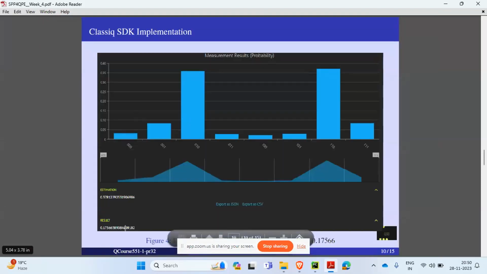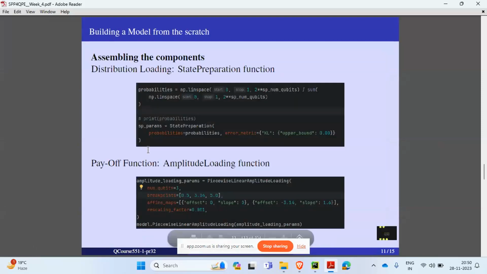The estimated result is 0.17, and based on the theoretical results in the paper, it's around 0.12 or 0.13, I don't remember. So around 0.1756. This is the expected payoff, the expected value of the payoff. So this is using the inbuilt construct finance model of Classic.